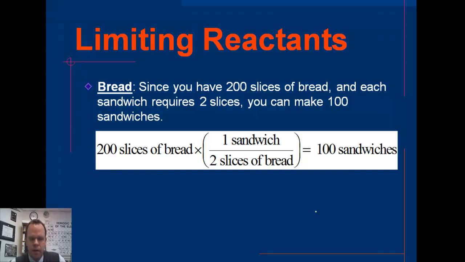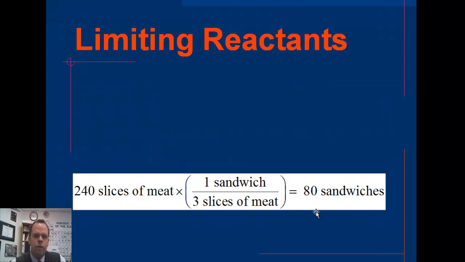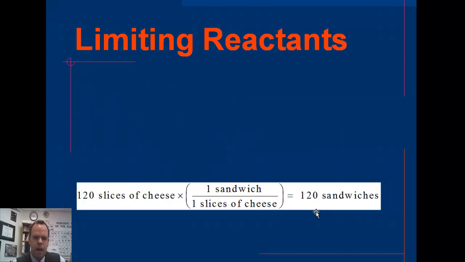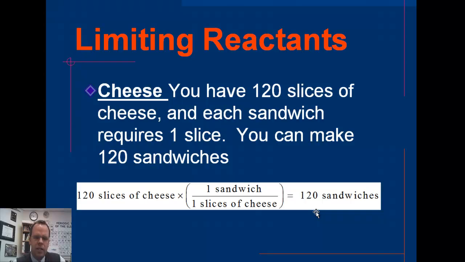And this is the method we want to use for limiting reactant problems. Start with each of the reactants and determine the amount of one of the products. In this case, there is only 1 product, sandwiches. But if you have more than 1 product, convert them all to the same product. Now, with the meat, you have 240 slices of meat. Each sandwich requires 3 slices. So when you do that conversion, you could make 80 sandwiches from the meat. And finally, from the cheese, we have 120 slices of cheese, and each sandwich requires 1 slice. So you can make 120 sandwiches.